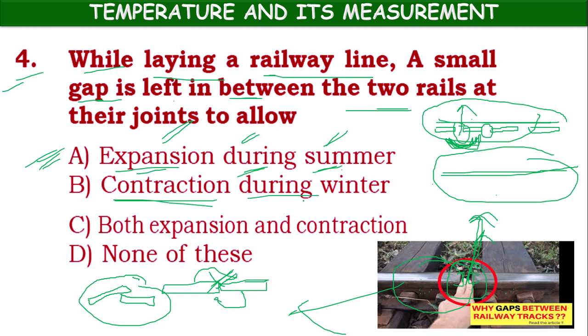So option B, contraction during winter, wrong. Both expansion and contraction, wrong, because for contraction there is no need of a gap. If there is no gap also, they will contract. After contraction, a gap will be developed. So a gap is left only to allow expansion mainly. So option A is correct.